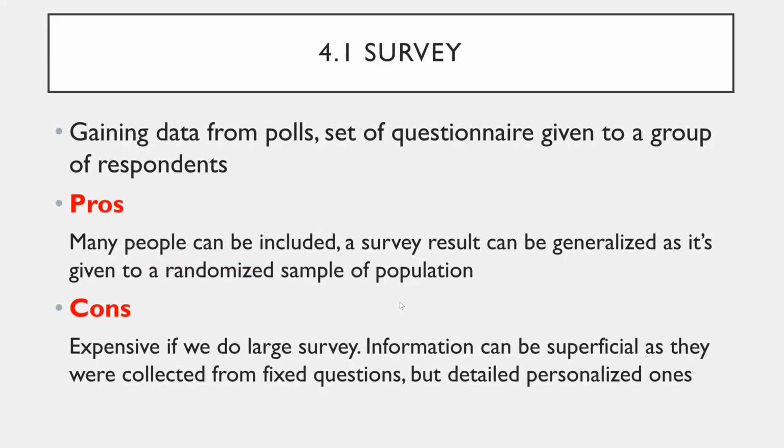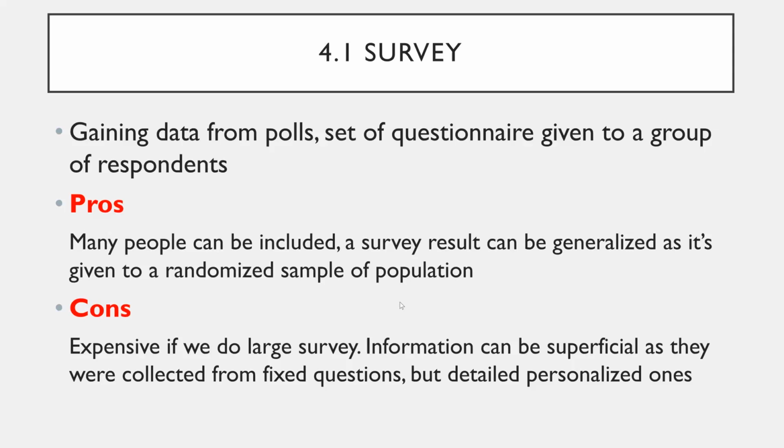So there are four major types of research methods. The first one is a survey, which is collecting data from polls or questionnaires given to a group of respondents. If the survey is collected from people randomly selected from the population, it can be generalized to the population level. For example, if it is randomized to people in the US, we can generalize our findings to the US population.